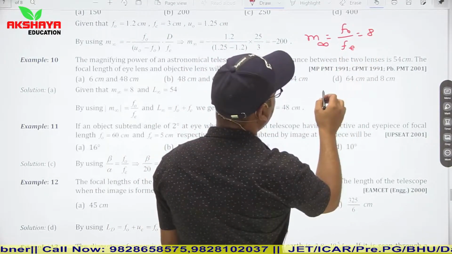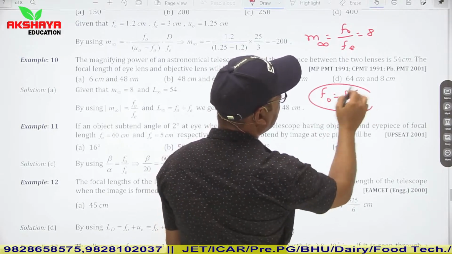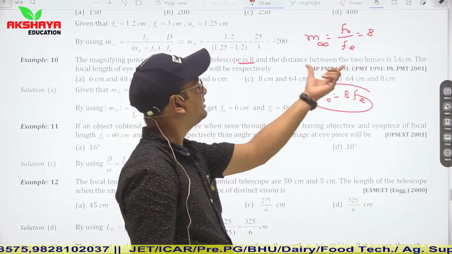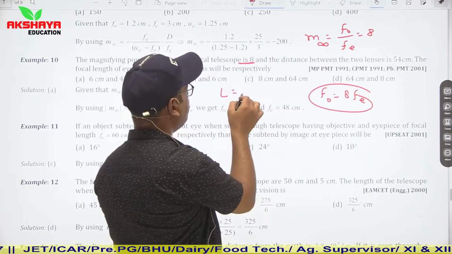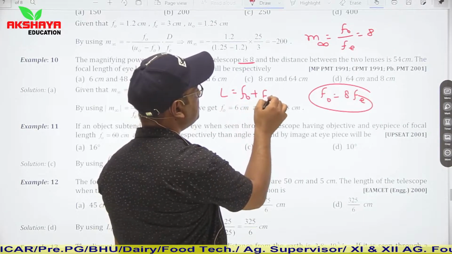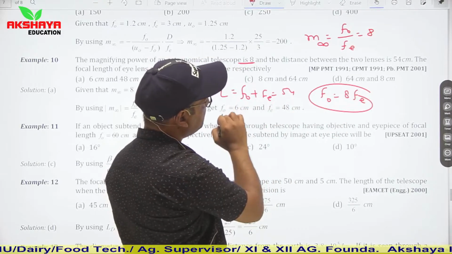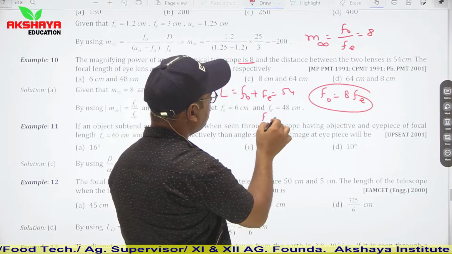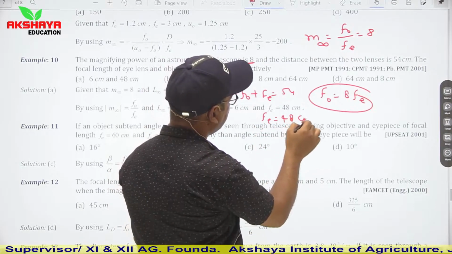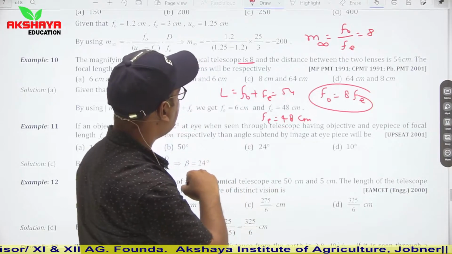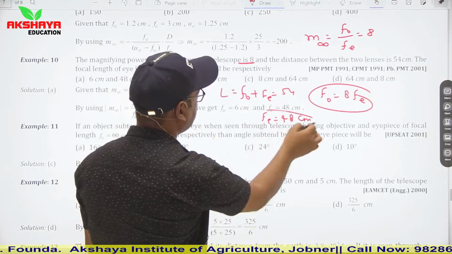So one relation can be obtained from here, that FO is equal to 8 FE, and another relation is given that the distance between the two lenses means length is given. So length is FO plus FE. So FO plus FE is 54. FO is equal to 8 FE. So 8 plus 1, 9 FE. So FE is equal to 6 and FO is 48. So it can be calculated from here.